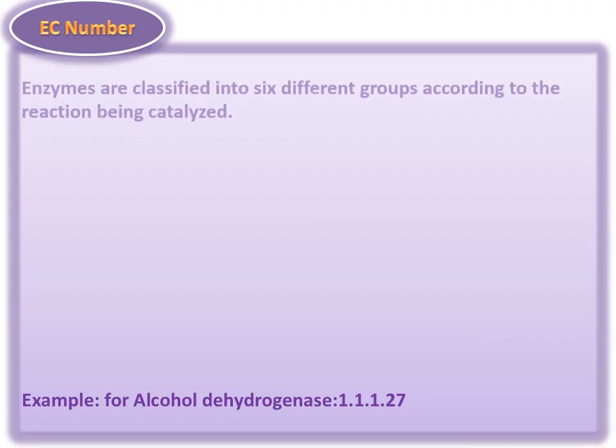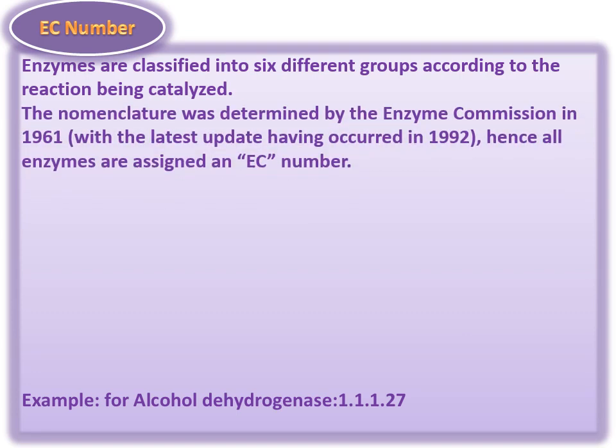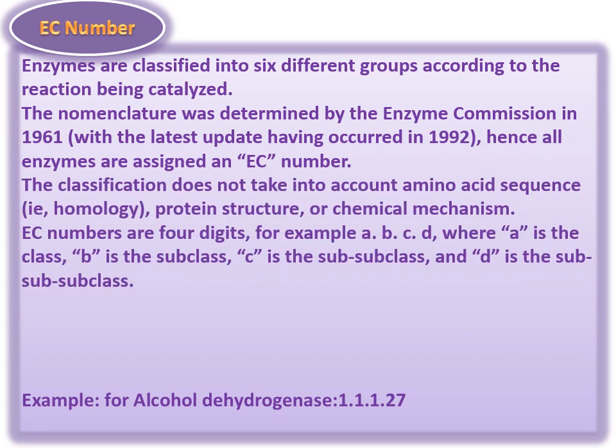Now the EC number. Enzymes are classified into 6 different groups according to the reaction being catalyzed. The nomenclature was determined by the Enzyme Commission in 1961. Hence, all enzymes are assigned an EC number. The classification does not take into account amino acid sequence, protein structure, or chemical mechanism, those are not included. EC numbers are 4 digits.